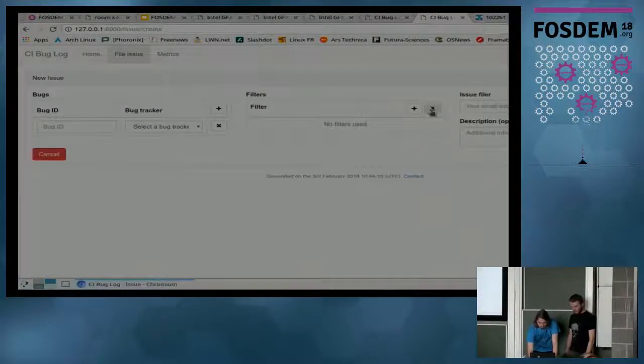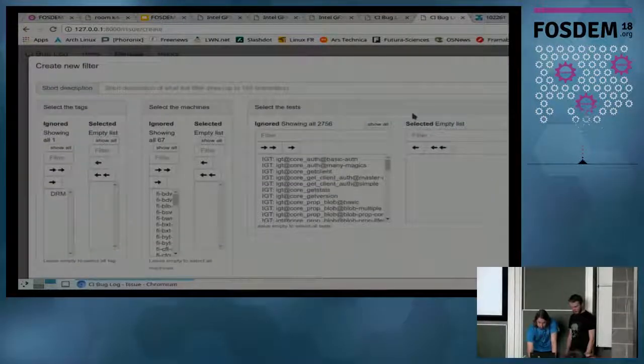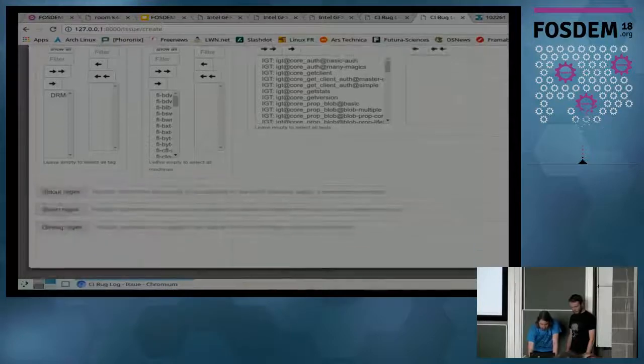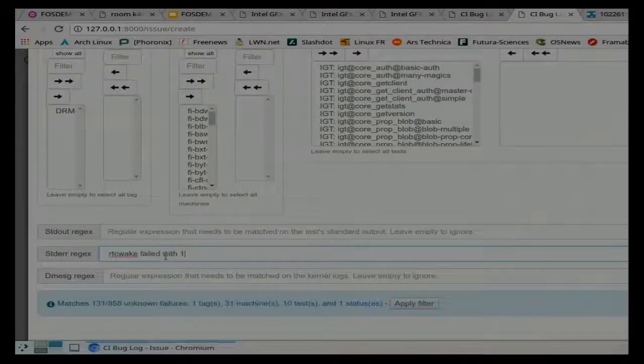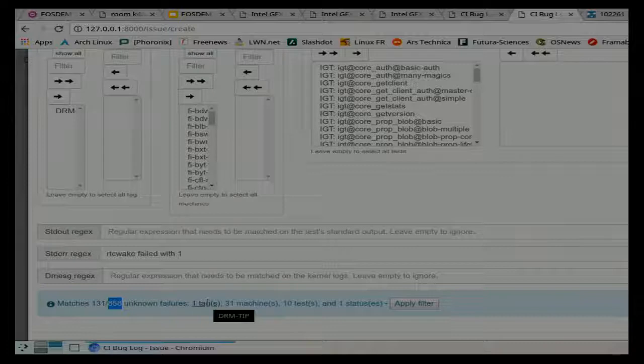So you get this lovely thing. So we're going to create a new filter. And of course, it doesn't fit the screen because, yeah. So there is this string that was very typical from this bug. It is, this string, RTC wake failed with 1. And this is what I want to match. And actually, I would like to know on which machines it's problematic. And it's telling me that out of the 858 failures that I have currently to get the system to know, 131 are matching this one. So it's pretty good.